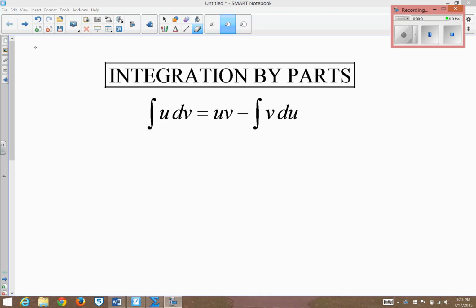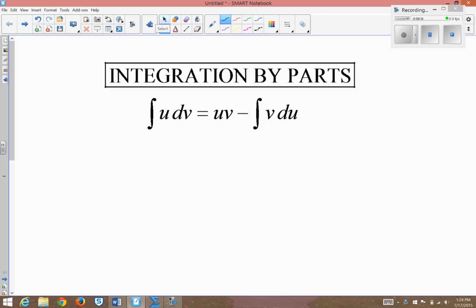Chapter 4, Section 6 is called Integration by Parts, which is this formula, but integration by parts is really more of a strategy.